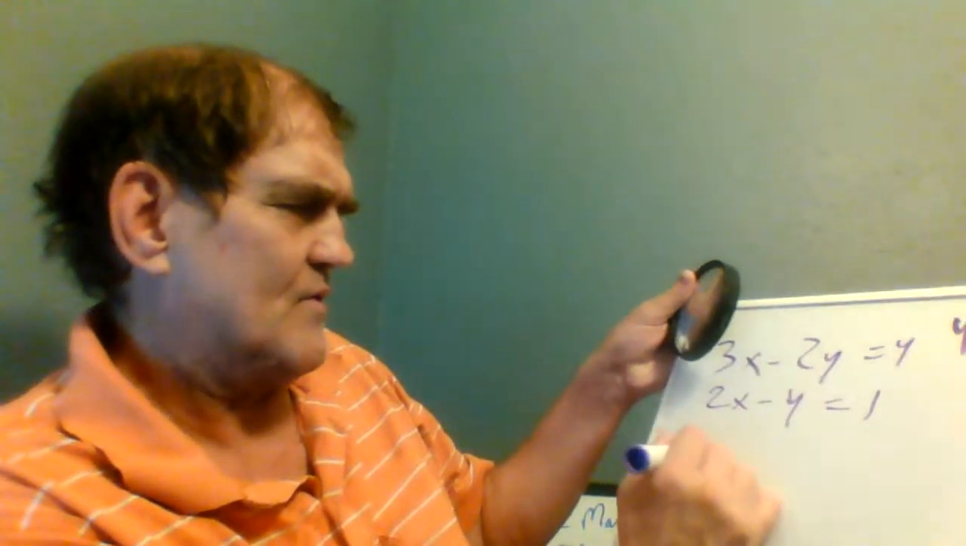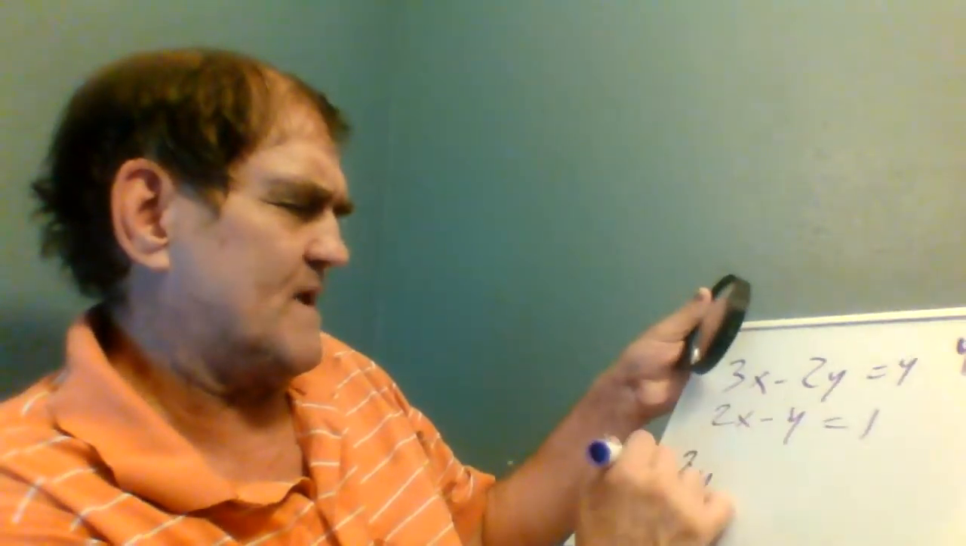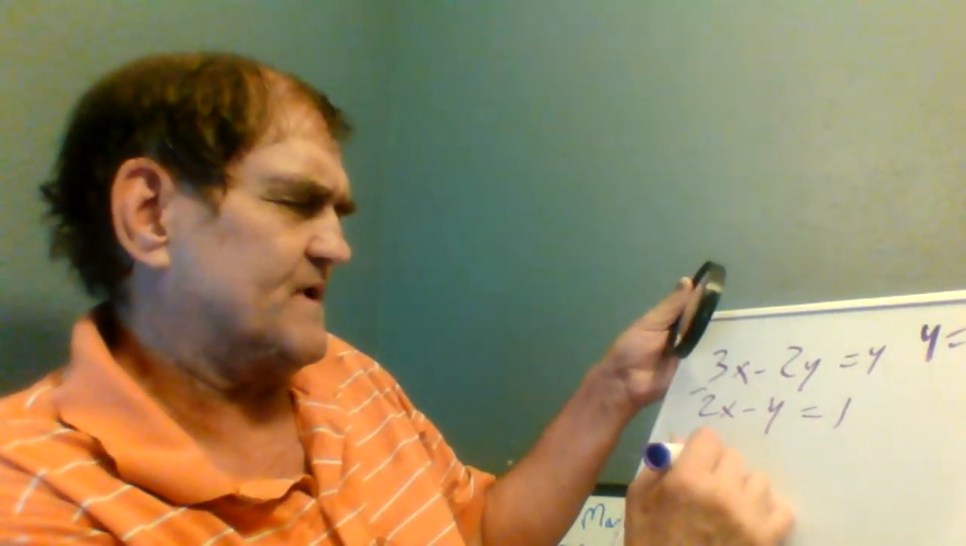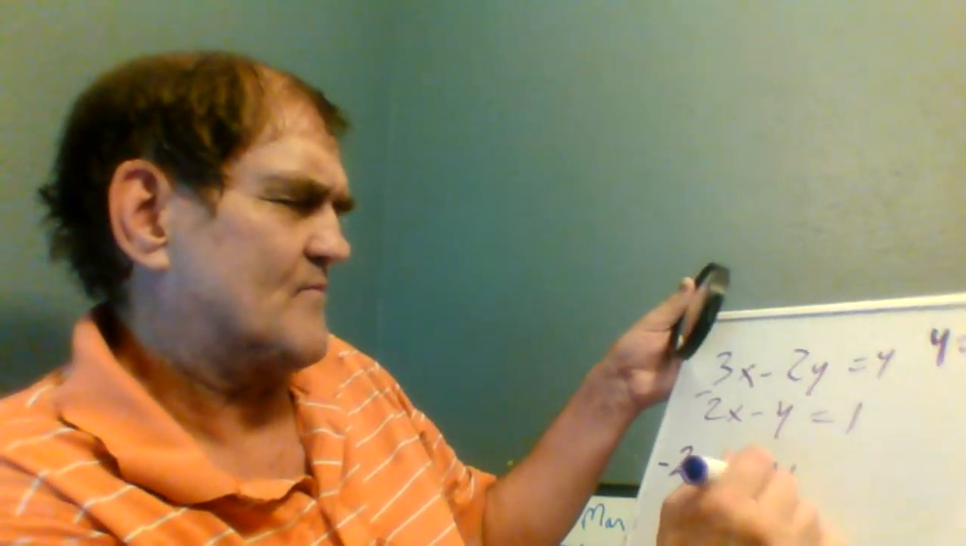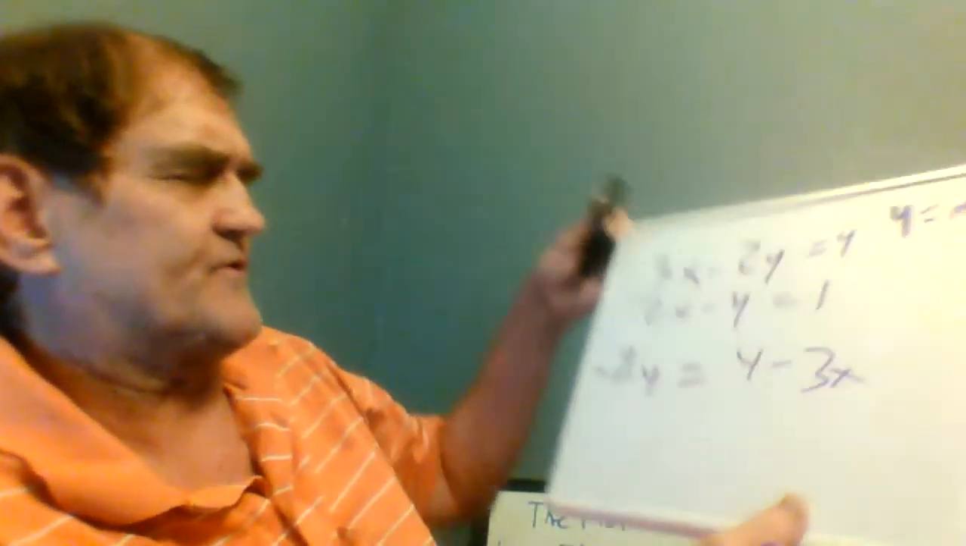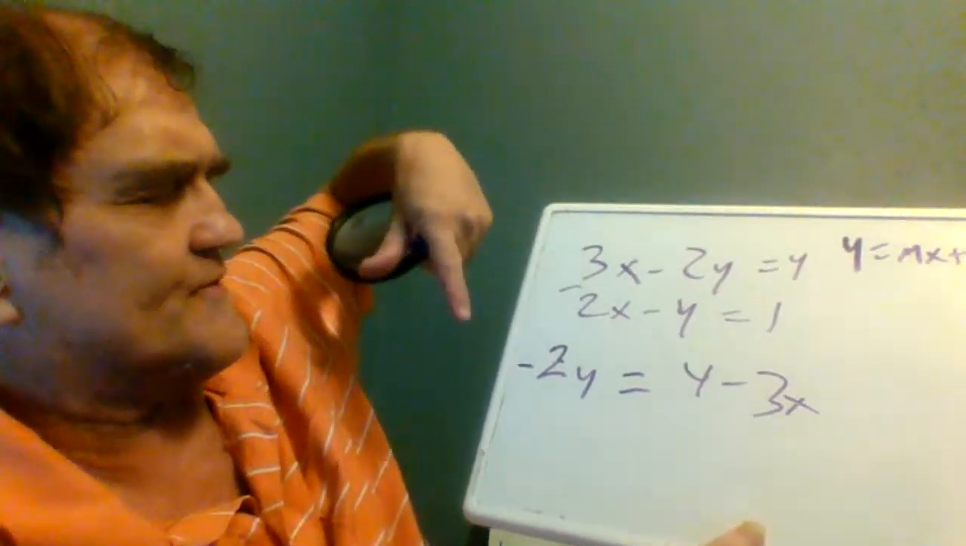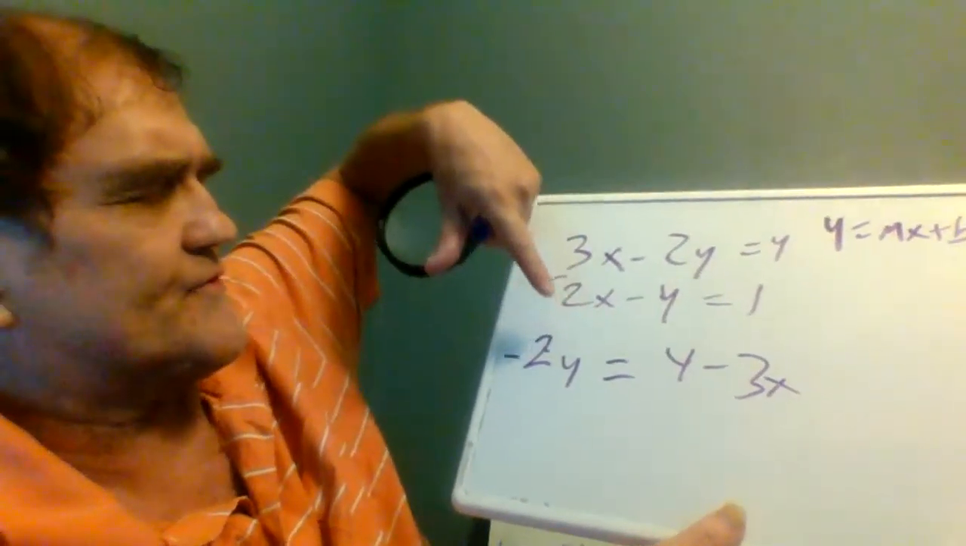we will make some changes so that you have 2y. For example, this has to be negative 2y, and it's going to be equal to 4 minus 3x. Now you see what I did there? I switched things around so that negative 2y is here and equals 4 minus 3x.